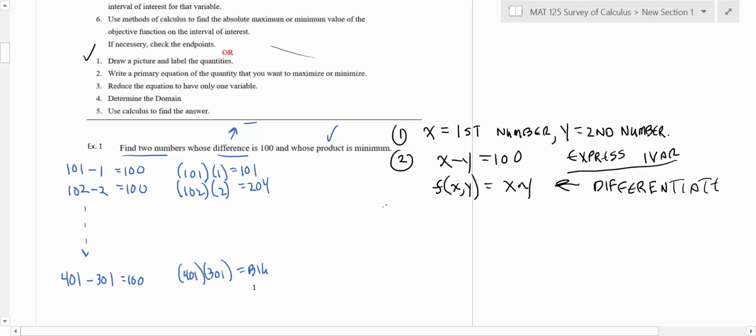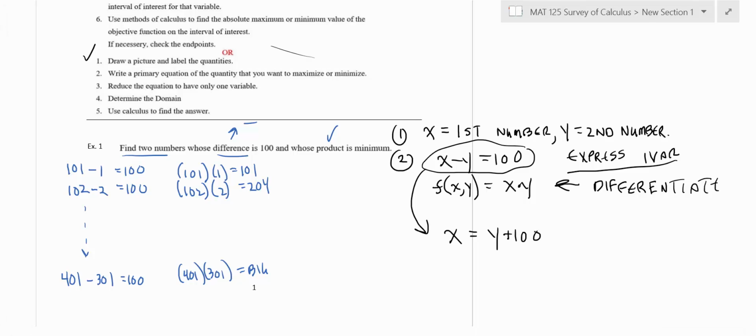Okay, so watch carefully. What you want to do is take this equation and solve it for either variable. It doesn't make any difference. What I'm going to do is just move the y to the other side so I get x equals y plus 100. Now, remember, you can't take the derivative of xy until you get it down to one variable. That to me is the most important part of these problems when you're learning it. So this x is going to get replaced with y plus 100, and that way you'll have a function that has one variable in it.